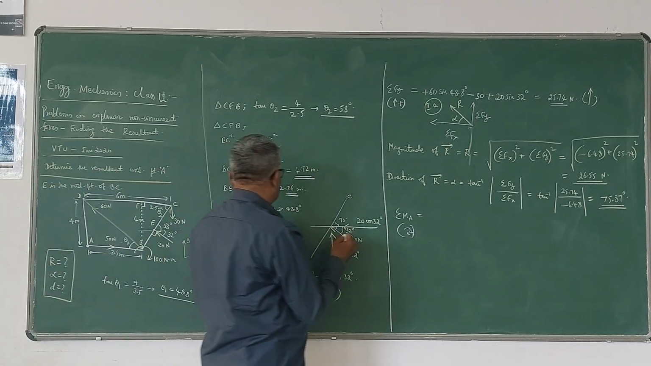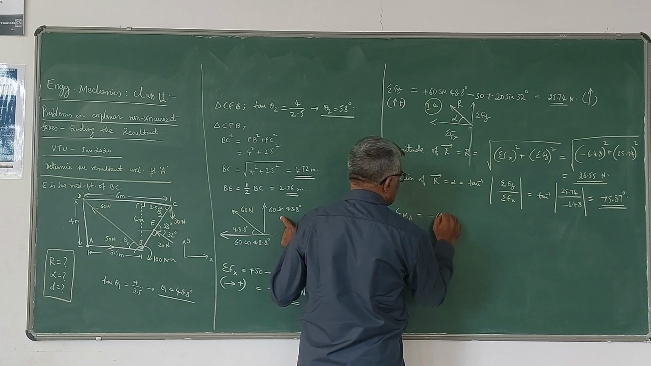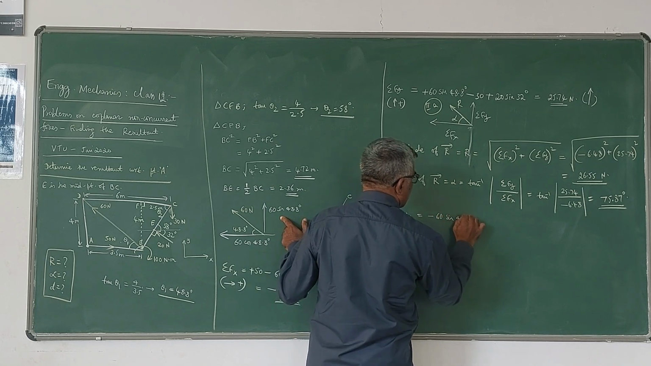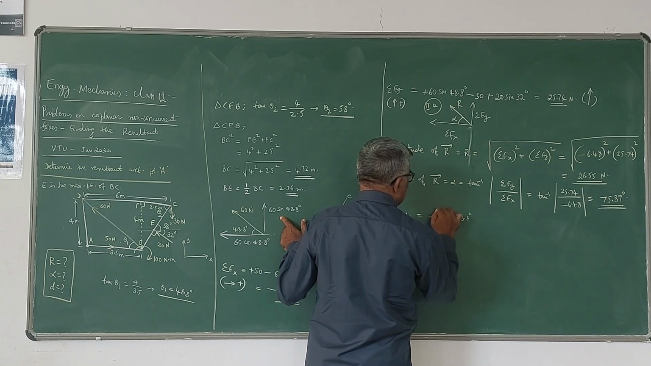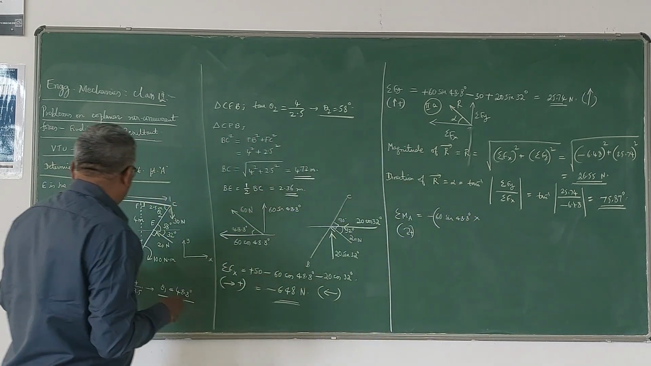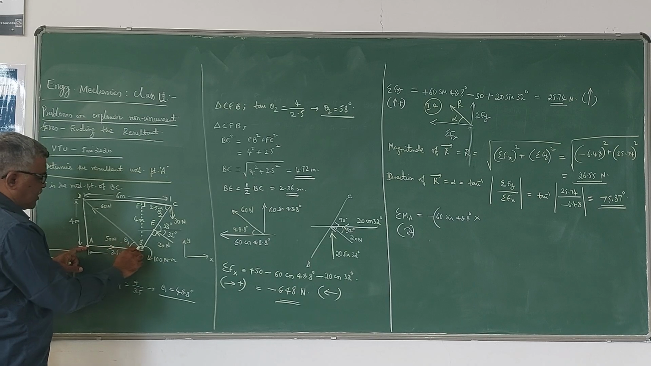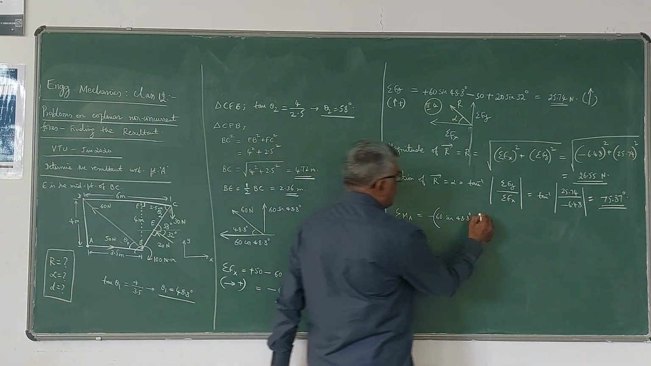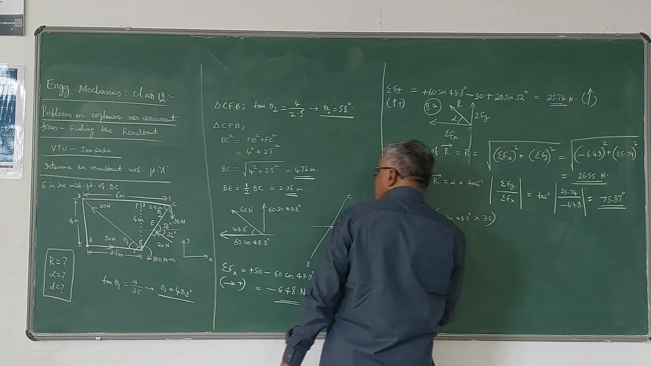It is acting like this, therefore anti-clockwise. So minus 60 sin 48.8 degrees multiplied by the distance. This is a vertical force, and the distance is horizontal, 3.5 meters. That is the moment due to that.